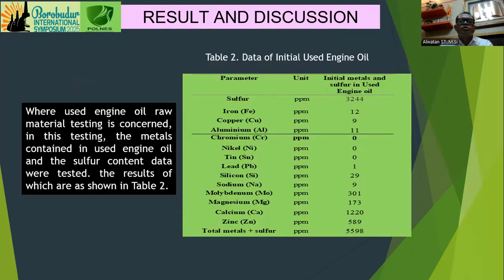And then table 2 describes the initial used engine oil, where the used engine oil raw material testing is concerned with testing the metal content and sulfur content. The result, shown in table 2, is that metal and sulfur total 5,598 ppm. But we can find chromium, we cannot find nickel, and we cannot find tin in the used engine oil.